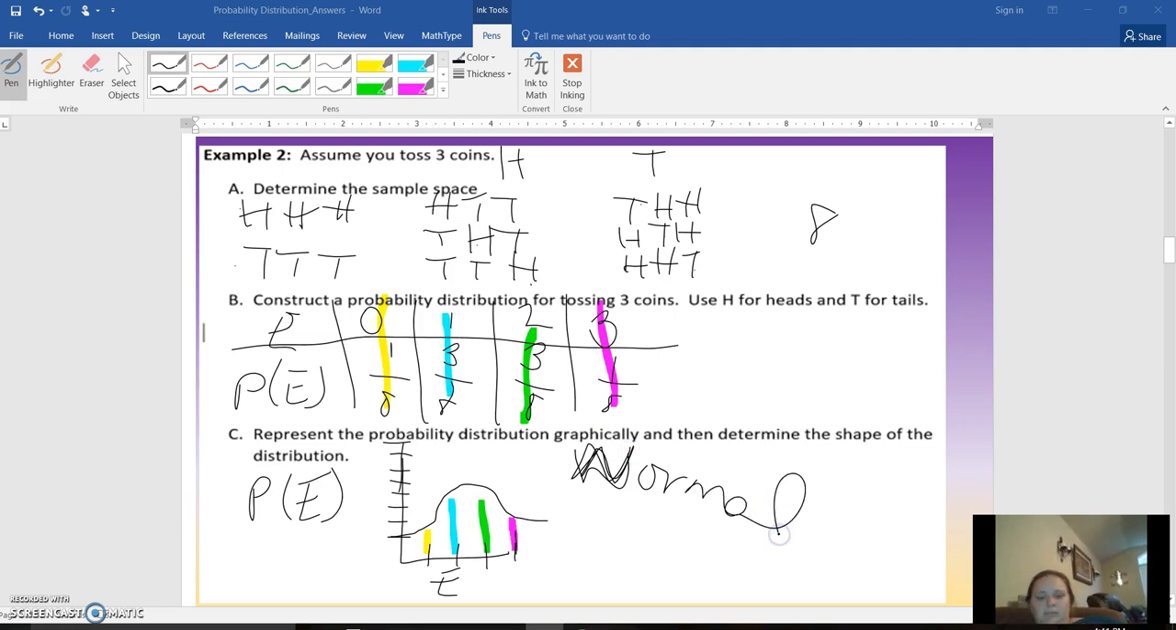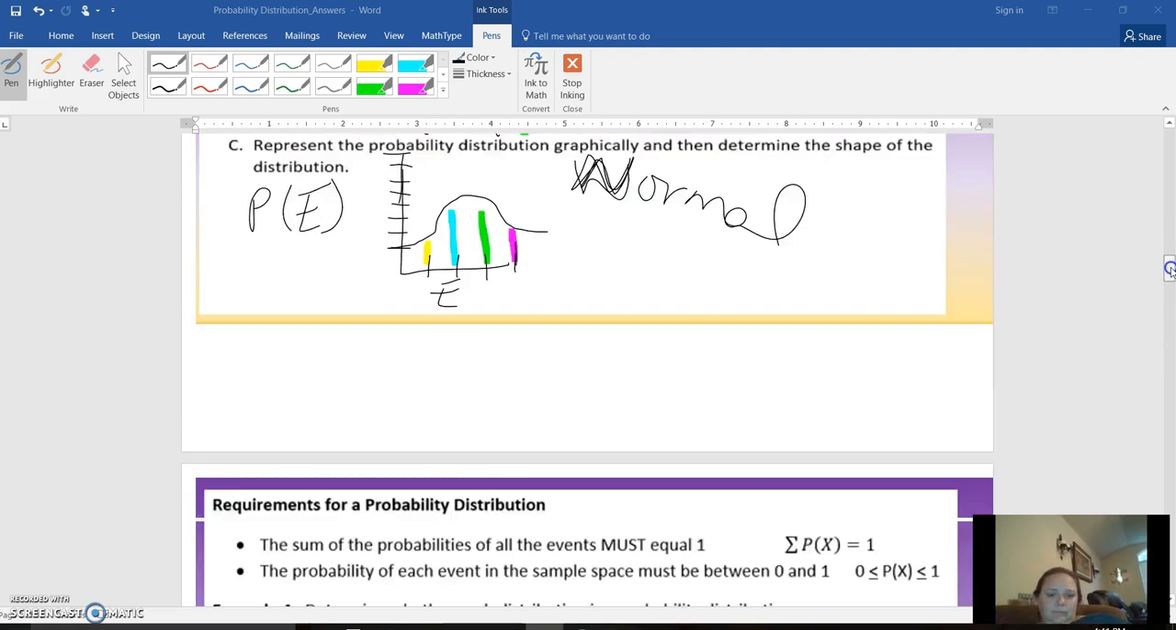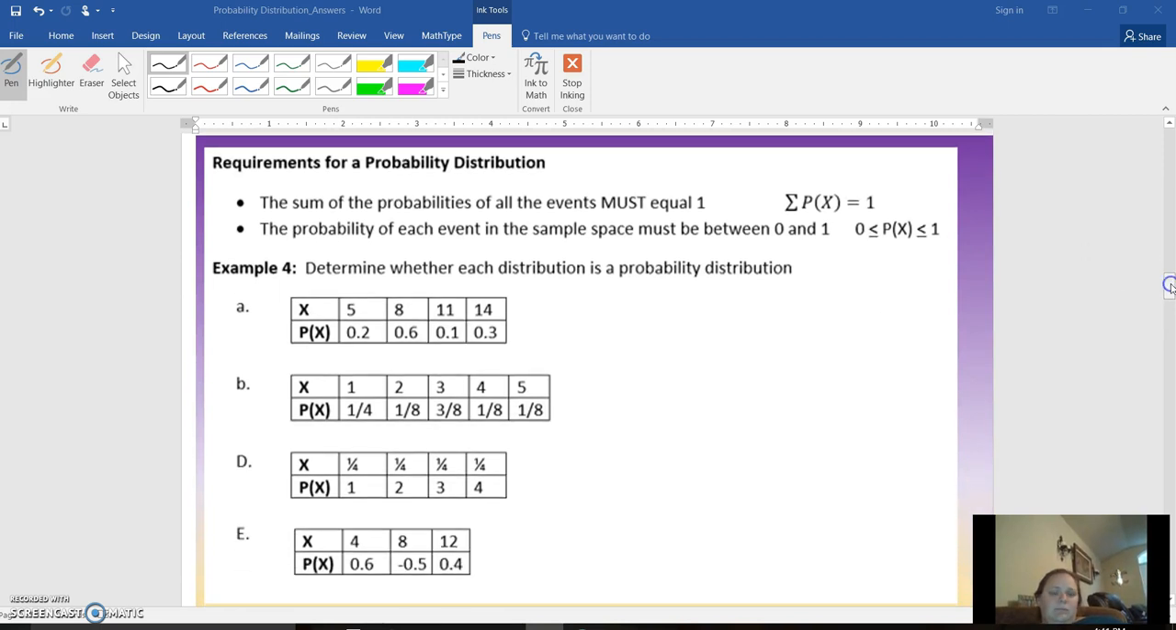All right, for something to be a probability distribution, we're going to go back to those two main definitions, which is the sum of the probabilities has to equal 1 or 100%, and then each event has to be between 0 and 1. And so we're going to look at these four and see if it could occur and if they're a probability distribution.